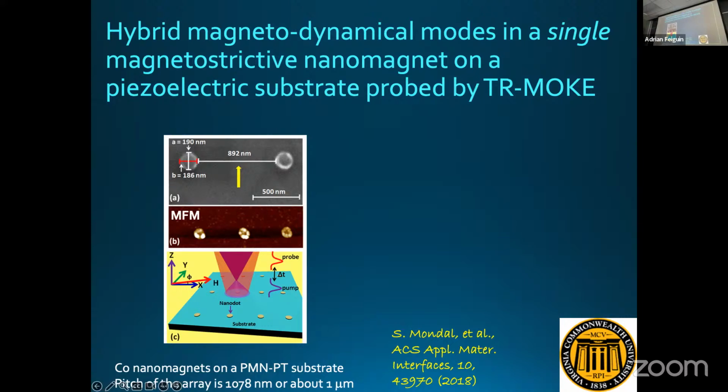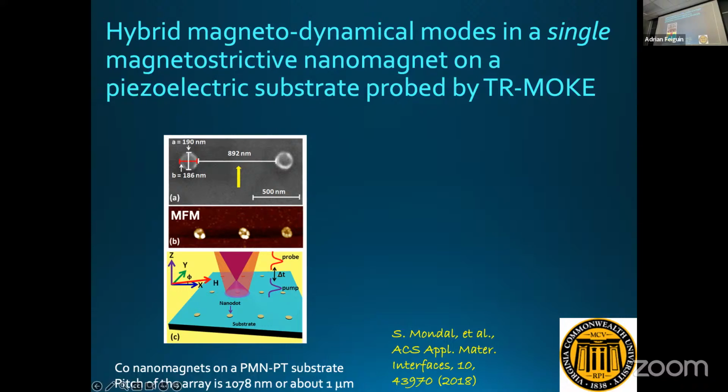So the polarization of the reflected light is the Kerr effect signal. That will give you information about the spin wave modes inside these nanomagnets. In this case, we're looking at cobalt nanomagnets on a PMN-PT substrate, and the pitch of the array, which is the center to center separation, is 1.078 microns. Okay, so that's important. Why is it important?